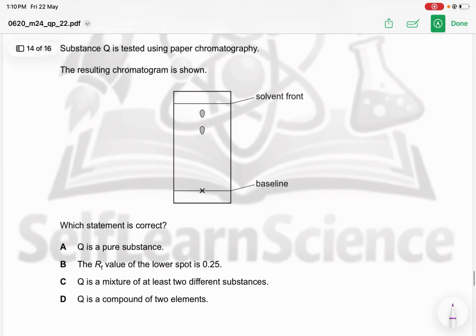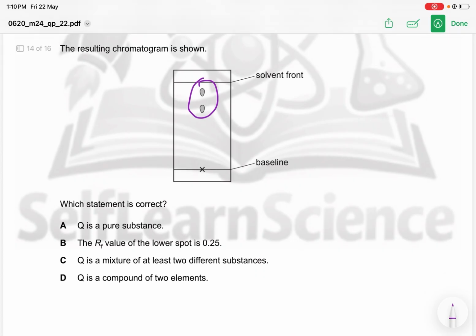Next, substance Q is tested using paper chromatography. The resulting chromatogram is shown. Which statement is correct? Q is a pure substance. No, Q is not a pure substance because you get two spots. If it is a pure substance, it should always give only one spot. The Rf value of the lower spot is 0.25, so that we need to find out. We'll just find it out. Q is a mixture of at least two different substances. Yeah, that is correct because we are getting two spots and hence we can say it is a mixture.